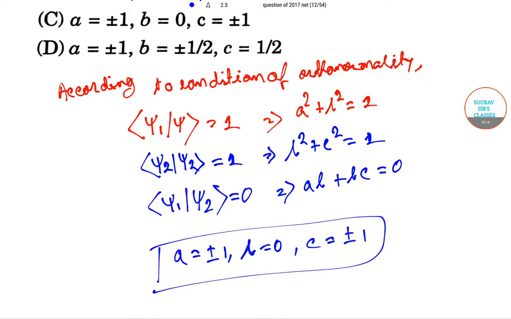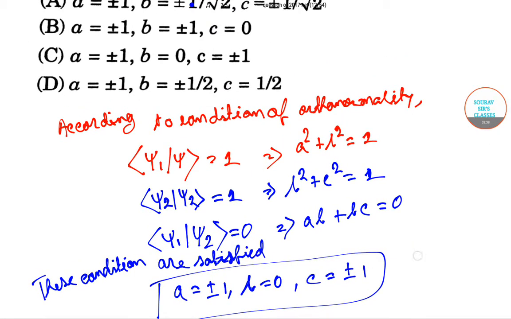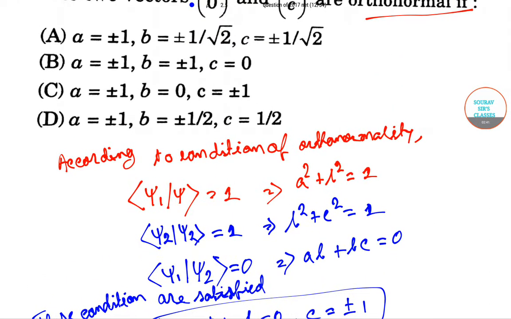So in this question, these conditions are satisfied for this value of a is plus minus 1, and value of b is 0, and the value of c is plus minus 1. So the answer option C is correct for this question.